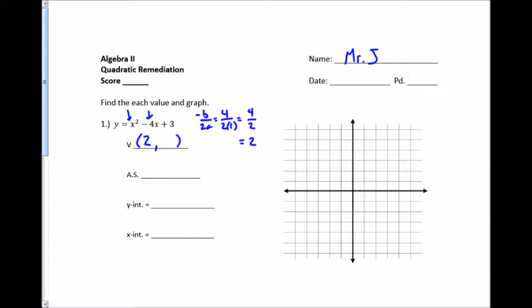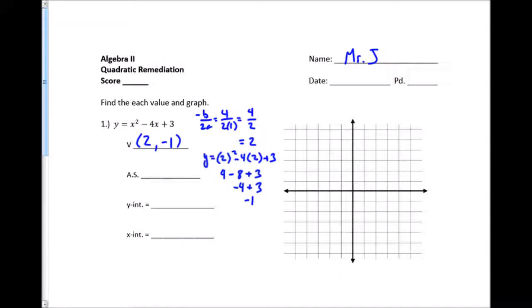If I want the y value that goes with it, I have to plug that 2 into my equation. So y equals 2 squared minus 4 times 2 plus 3. And I just simplify this. That's a 4 minus 8 plus 3, which is a -4 plus 3, which is a -1. So my vertex for this one is (2, -1).